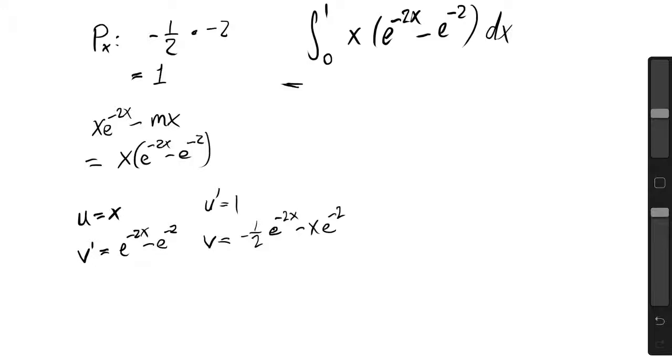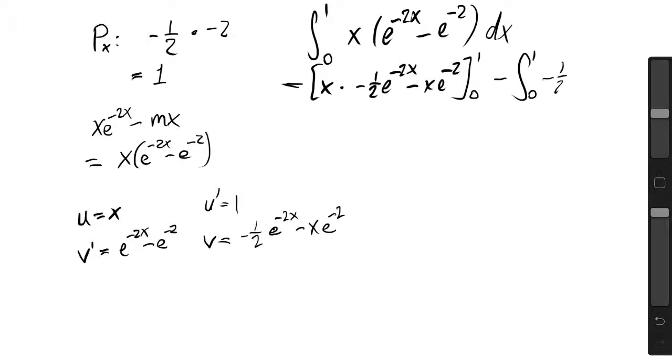uv, which is x times minus a half e to the minus 2x take x e to the minus 2, between 1 and 0, subtract the integral, which is basically u prime v, which is just v, minus a half e to the minus 2x take x e to the minus 2 dx.